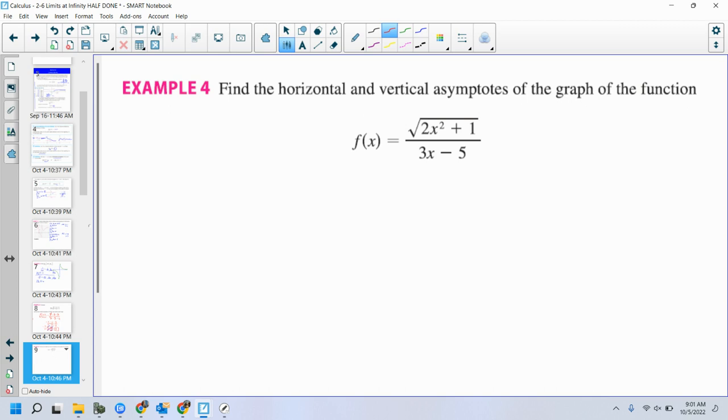Oh, come on. I can't remember. My mind has gone blank. How do I find a vertical asymptote? Oh, no. What do I do? Yeah, set the denominator equal to 0. 3x minus 5 equals 0. x equals 5/3. Okay, there's my vertical asymptote.